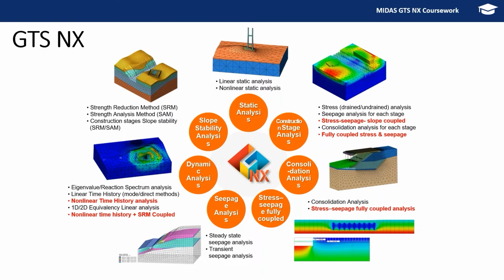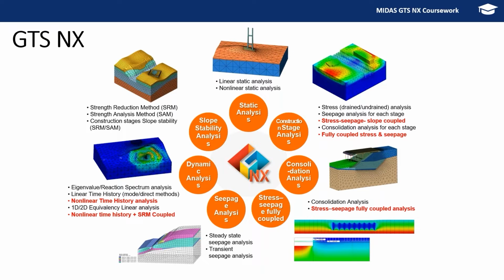Then you can do stress-seepage fully coupled or semi-coupled analysis. In seepage analysis, you can do a transient stage seepage to exhibit rapid drawdown from a dam, or you can also do a constant head test for a dam to see the phreatic line and the seepage on the downstream side. We also have dynamic analysis, where you can do eigenvalue or response spectrum analysis. We have linear and nonlinear time history analysis. Plus, you can also do a nonlinear time history plus SRM coupled analysis using the dynamic analysis module of GTS NX. And finally, we come to the big topic for today, that is slope stability analysis.